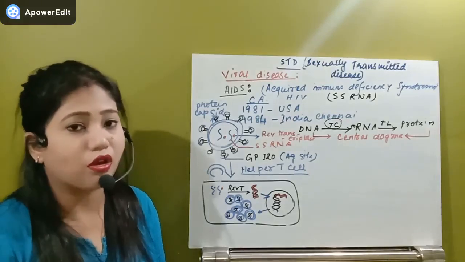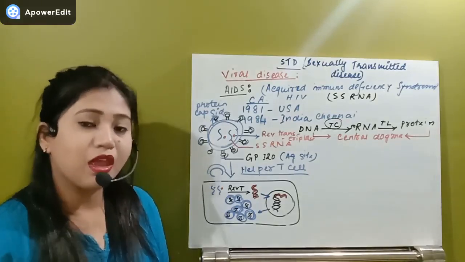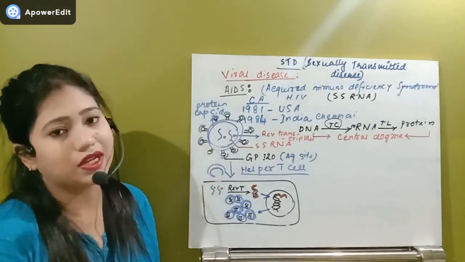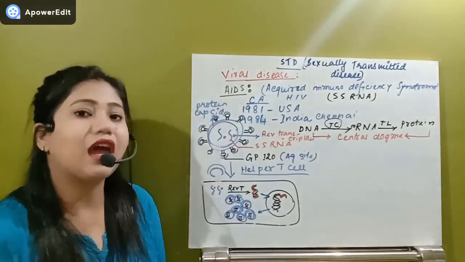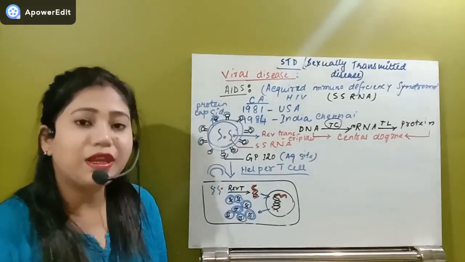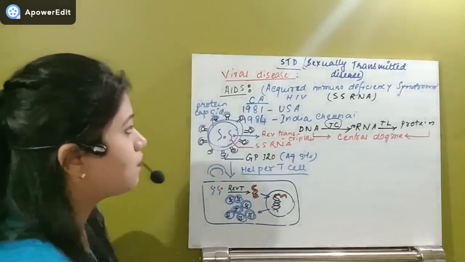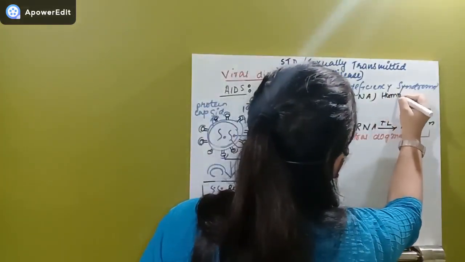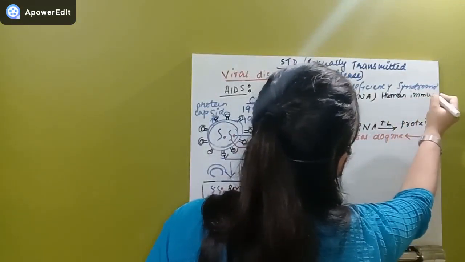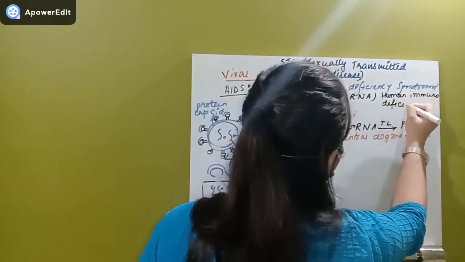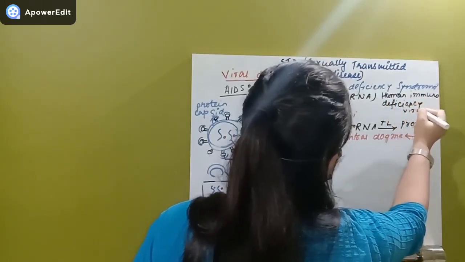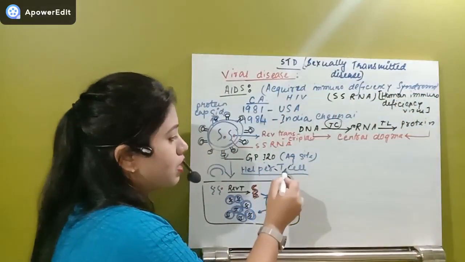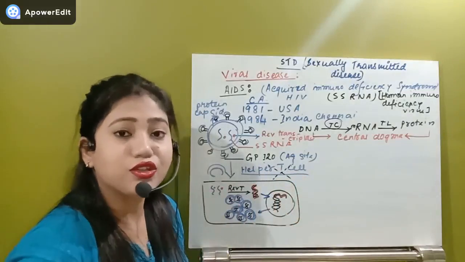Gradually, inside your body, the immune system will start to get weaker and the T helper cell level will start to decrease. So this is the mode of infection, how it will infect our cell and completely weaken our immunity. So that's why this virus is also known as human immunodeficiency virus. Why is it called human immunodeficiency virus? Because at one period of time, the T helper cells start to decrease.